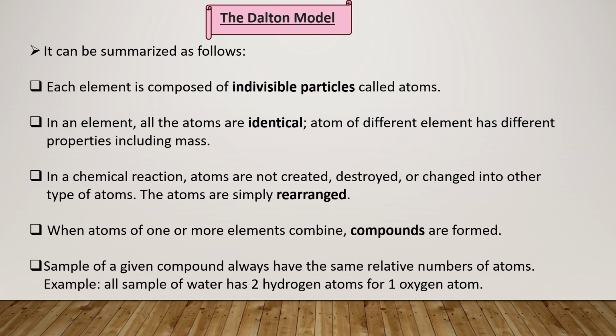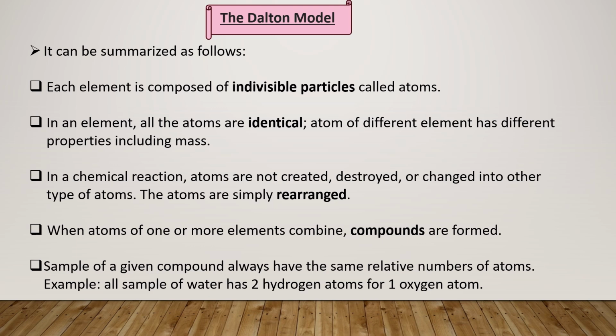It can be summarized as follows. Each element is composed of indivisible particles called atoms. In an element, all the atoms are identical. Atoms of different elements have different properties, including mass. In a chemical reaction, atoms are not created, destroyed or changed into other types of atoms. The atoms are simply rearranged.